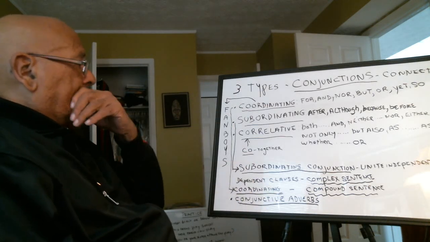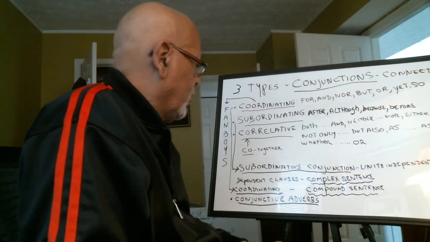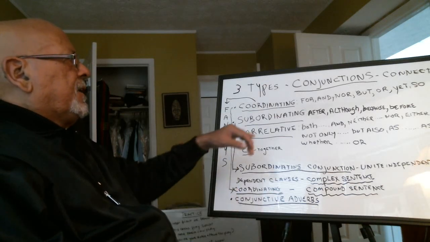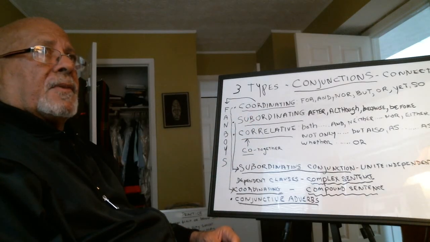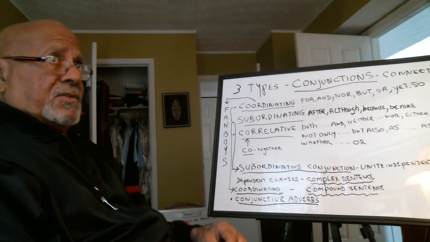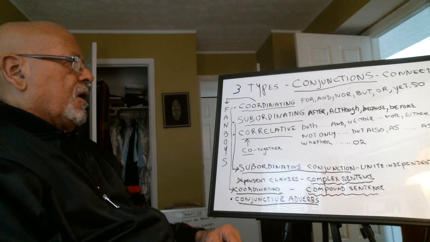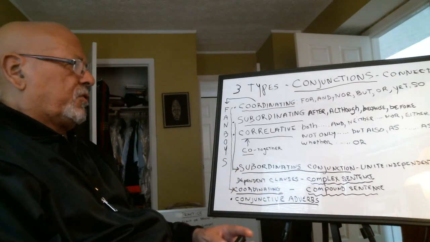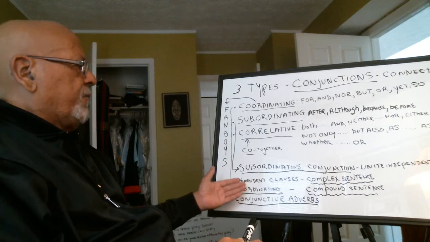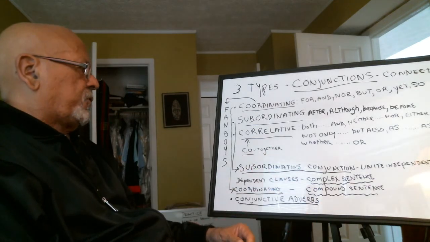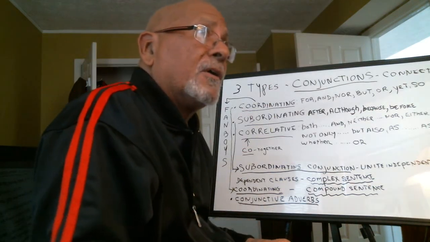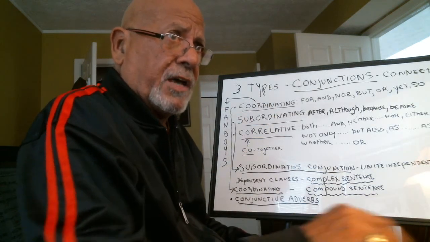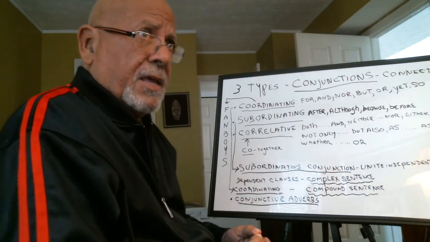So, subordinating conjunctions, again, unite two clauses. The subordinating conjunction creates what we call complex sentences, where you have an independent clause and a dependent clause. It unites both clauses together. And we have the coordinating conjunction, like I said before, that creates compound sentences. We also have what we call conjunctive adverbs. And at a later date, I'll discuss conjunctive adverbs.